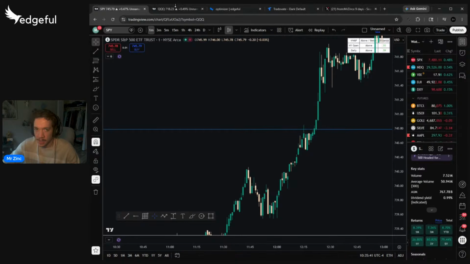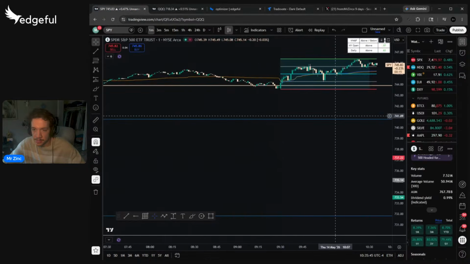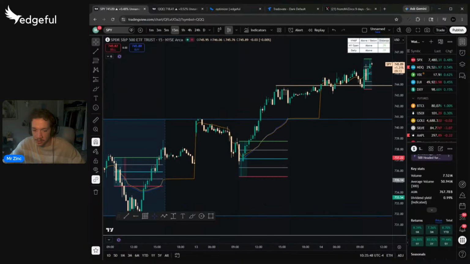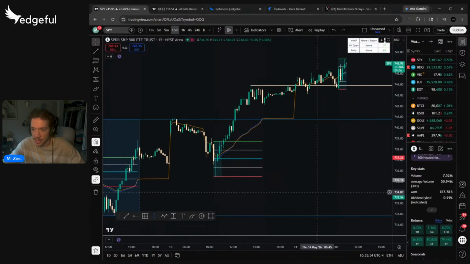That's why I use SPY. QQQ isn't as bad, but QQQ does still have the same variance. So just keep that in mind if you're using those. Hopefully that answered your question.